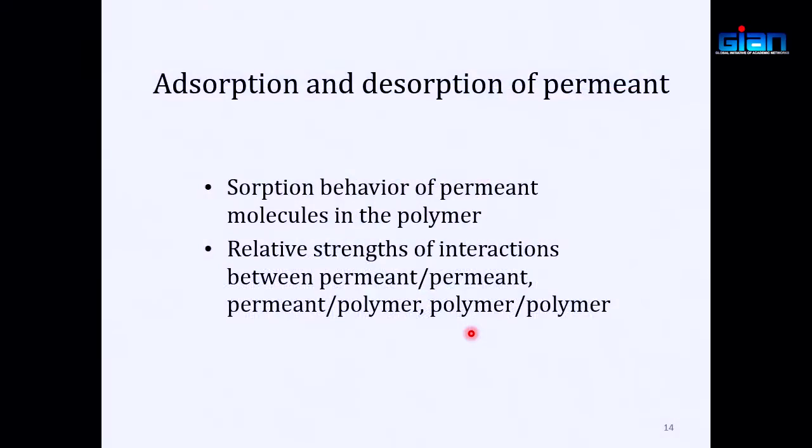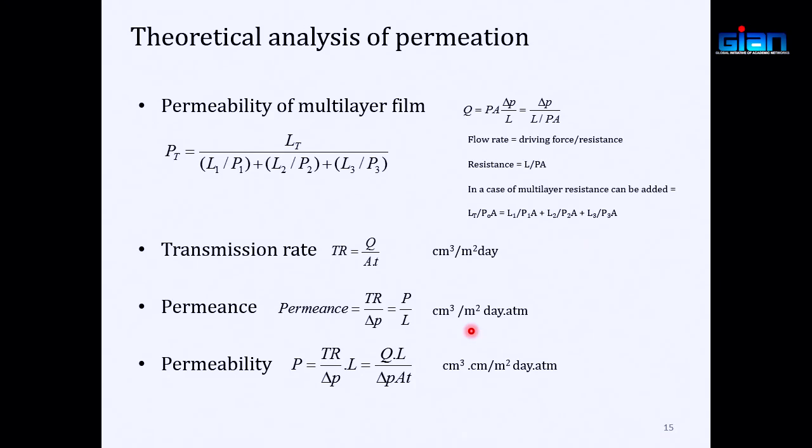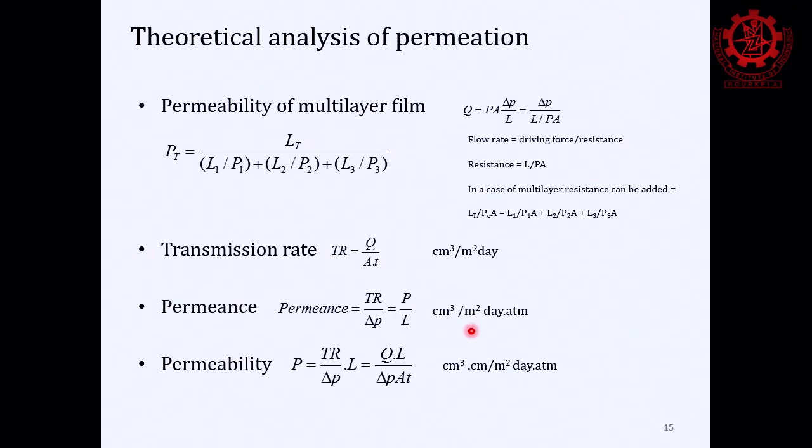In most situations, we do not have only a single layer. In most cases, we have multi-layer films. Why do we have multi-layer? You know what multi-layer we are talking about? That you are combining polypropylene, polyethylene, and nylon, PET. Why do we have this multi-layer structure?